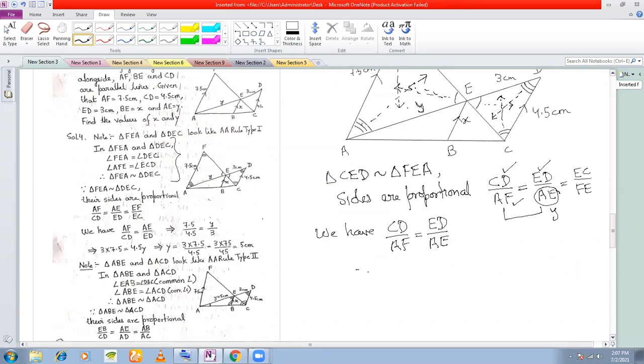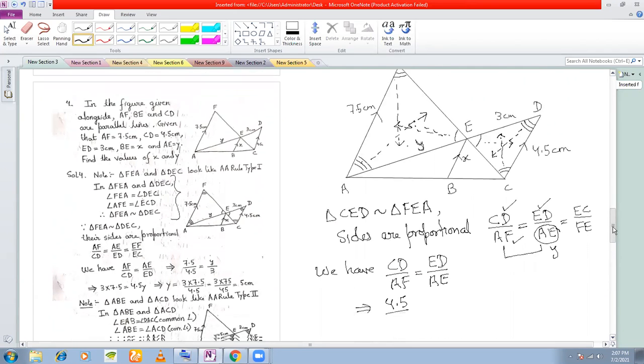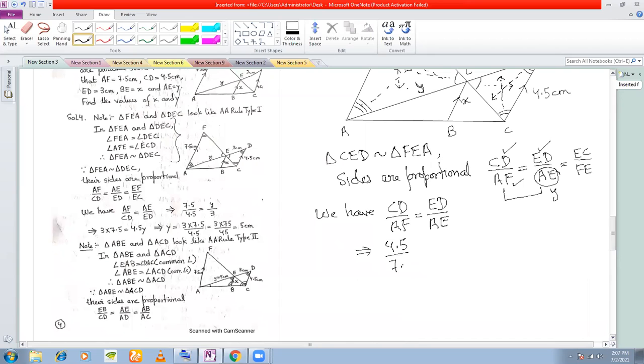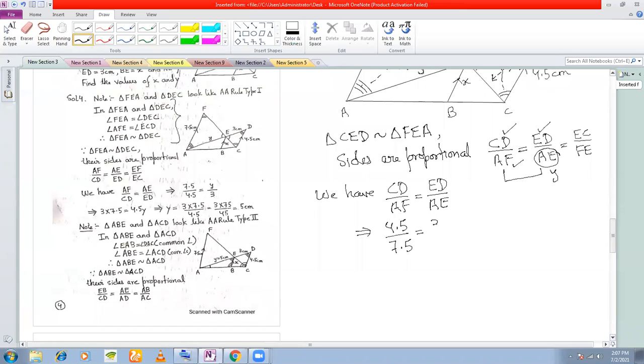Put the values. The length of CD is 4.5 centimeters. The length of AF here is 7.5 centimeters. The length of ED here is 3 centimeters. And the length of AE here is Y centimeters, which you have to find. Okay, so from here, solve this equation to find out the value of Y to be 5 centimeters.